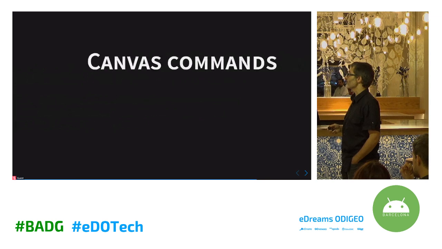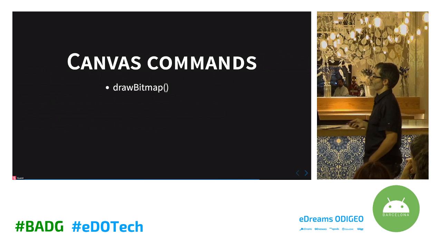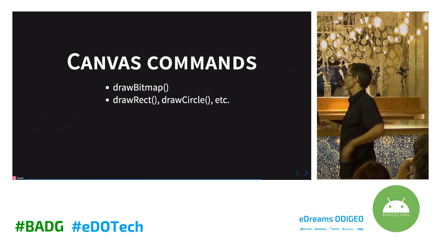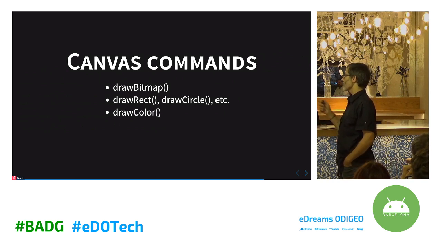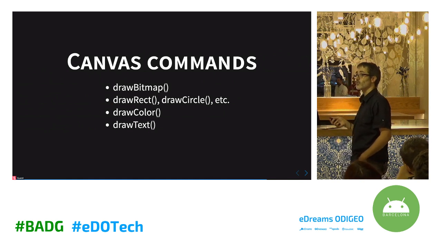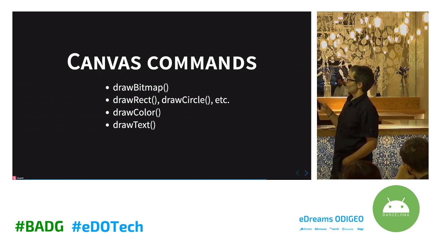And the baking bitmap. So, well, a few canvas commands. Draw bitmap will allow us to draw a bitmap, draw rect, draw circle, to draw different primitives. Now we will see an example. Draw color will fill the canvas with a given color. Draw text draws a string of text. Remember, all this needs a paint with all the parameters, so everything should be ready before using this.